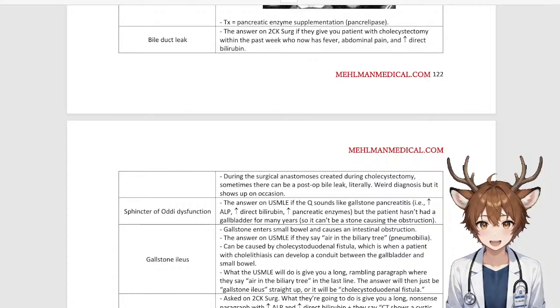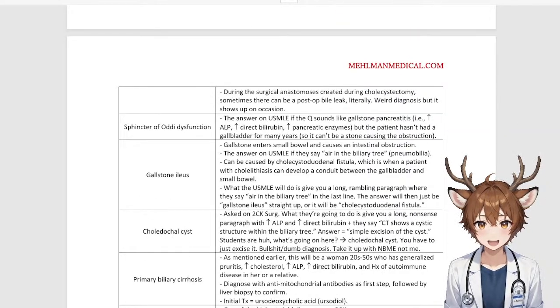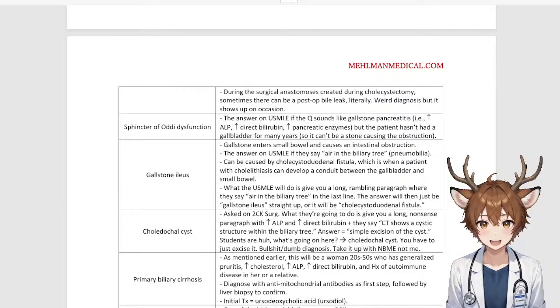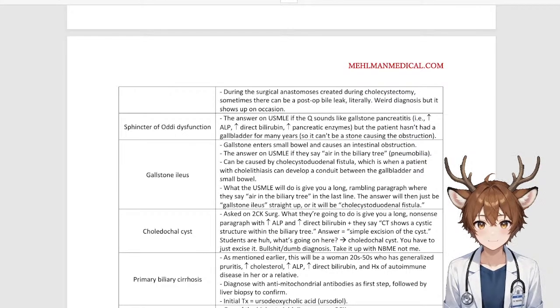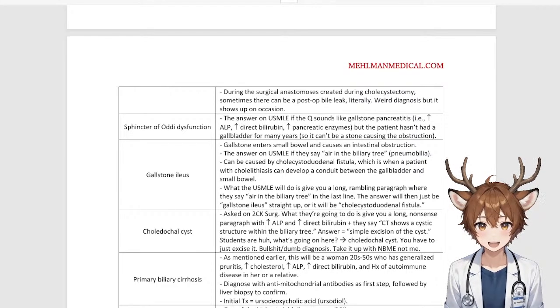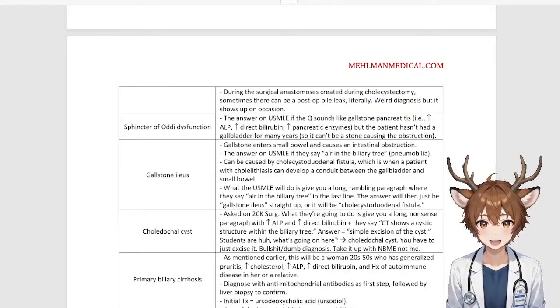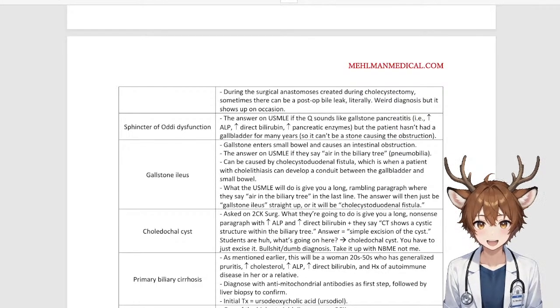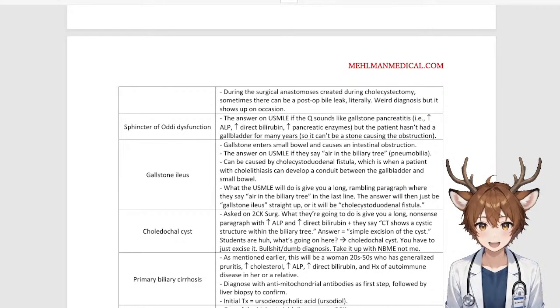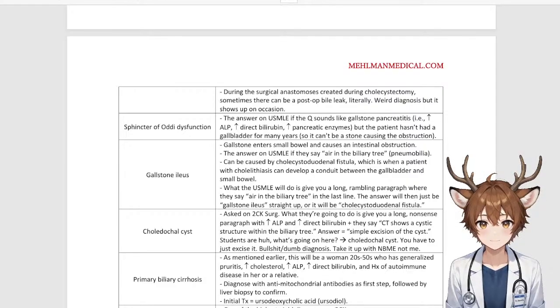Sphincter of Oddi dysfunction. The answer on USMLE if the question sounds like gallstone pancreatitis, i.e. an increase in ALP, an increase in direct bilirubin, and an increase in pancreatic enzymes, but the patient has not had a gallbladder for many years, so it can't be a stone causing the obstruction. You might think of something like sphincter of Oddi dysfunction.